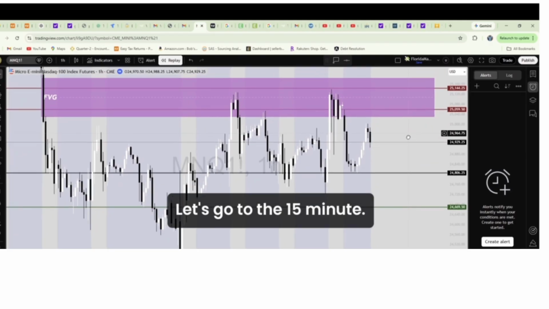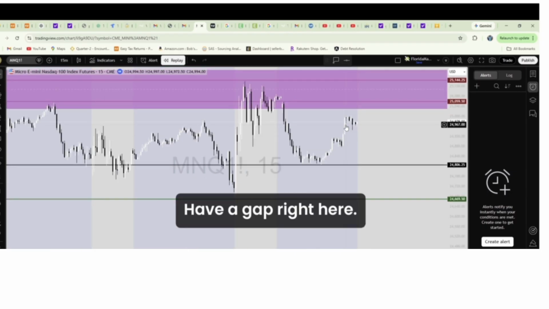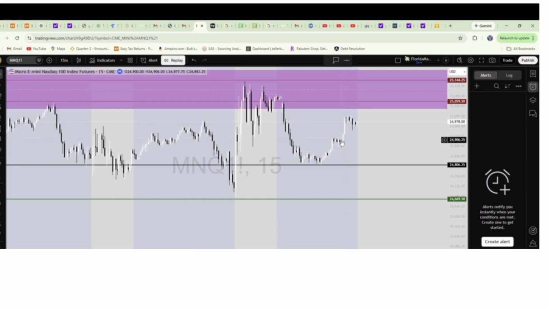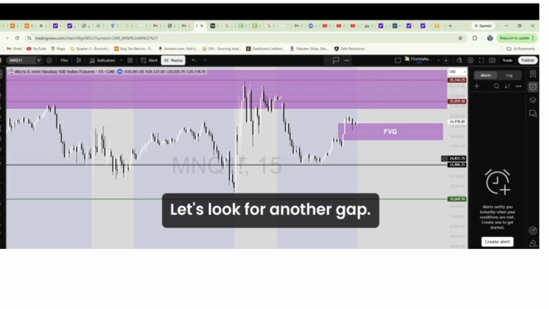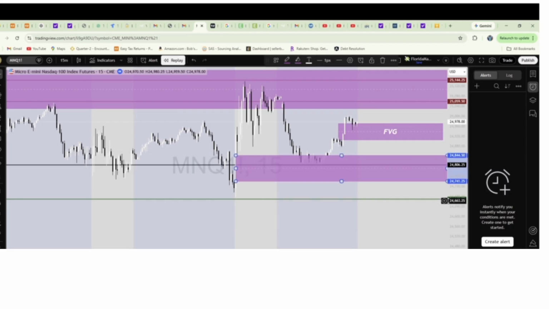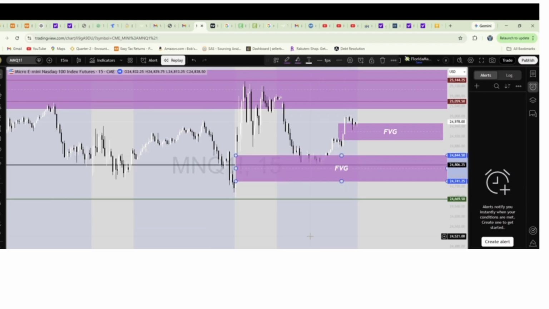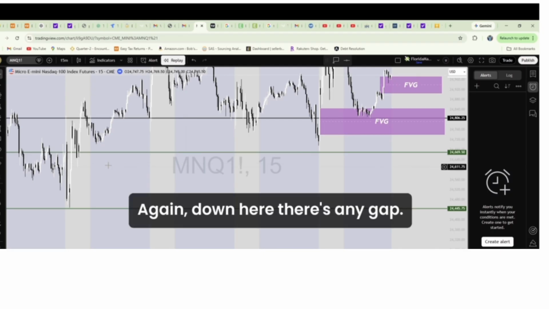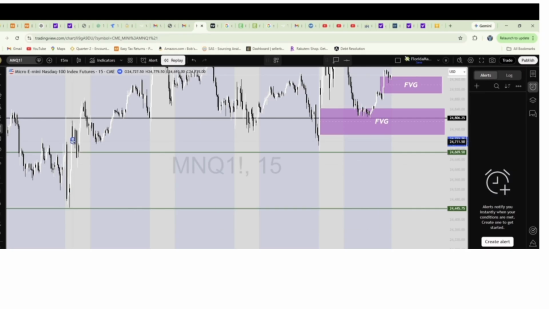Let's go to the 15 minutes, might help us find gaps at the bottom. We have a gap right here. That's too big. We can see it. It's there. Let's look for another gap. We found another one right here. On the 1 hour, I was also supposed to look for demand and supply zones. Let's see again down here. Is there any gap? That's a gap right here. A huge one. Wait, hold on.